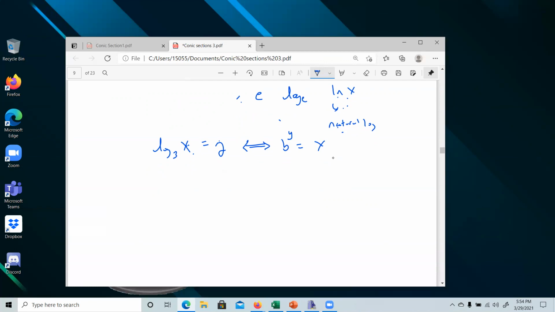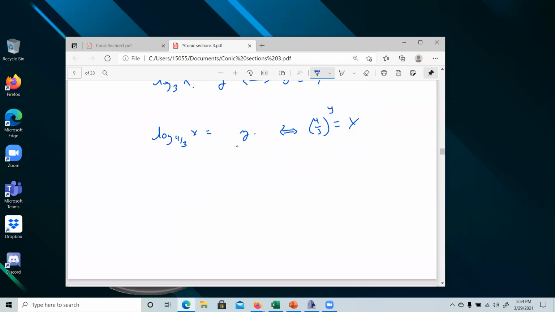So if I ask you, say, log base 4/3 of x is equal to y, and I wanted to graph this thing, what I'm going to do is say that's going to be 4/3 raised to the y is equal to x. So that's kind of crazy. I'll agree, it is kind of crazy.